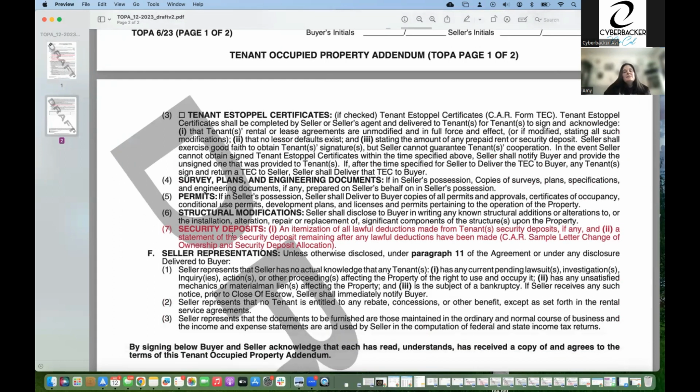Security deposits, number 7, was also added: an itemization of all lawful deductions made from tenant security deposits, if any, and a statement of the security deposit remaining after any lawful deductions have been made, CAR form sample letter, change of ownership and security deposit allocation. If you want to know where to find that sample letter, if you go into your CAR Forms library and click on all forms, it will have sample letters in there. If you ever want to access those, there's lots of cool letters in there. I encourage you to check that out.